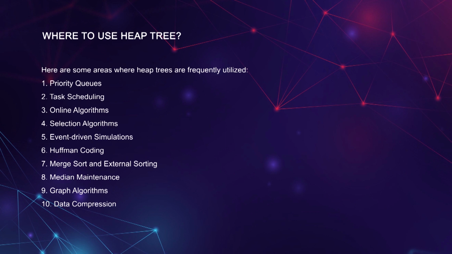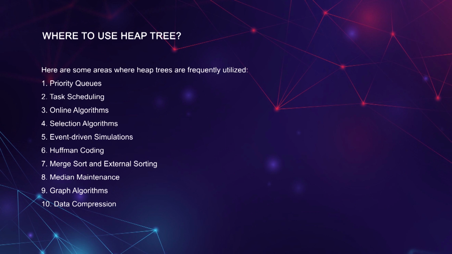In simulation, an event driven system, the heap trees can manage a queue of events based on their schedule time. The event with the earliest time can be efficiently retrieved and processed. The next area is Huffman coding. Heap trees are used in Huffman coding, a compression algorithm that assigns variable length codes to the characters based on their frequency of occurrence. The heap helps build this optimal prefix free encoding scheme.